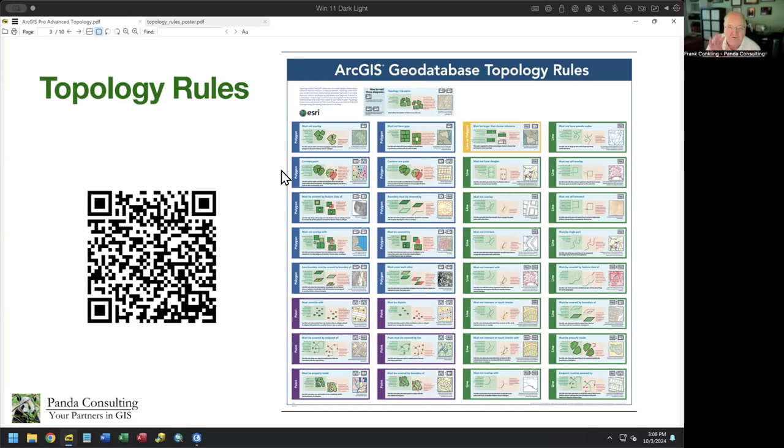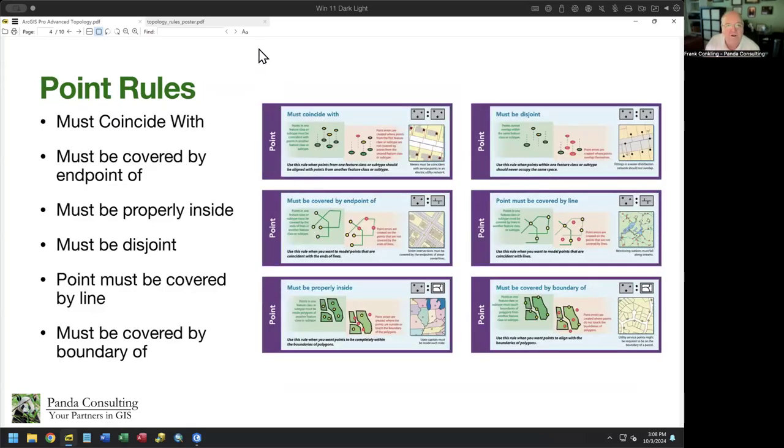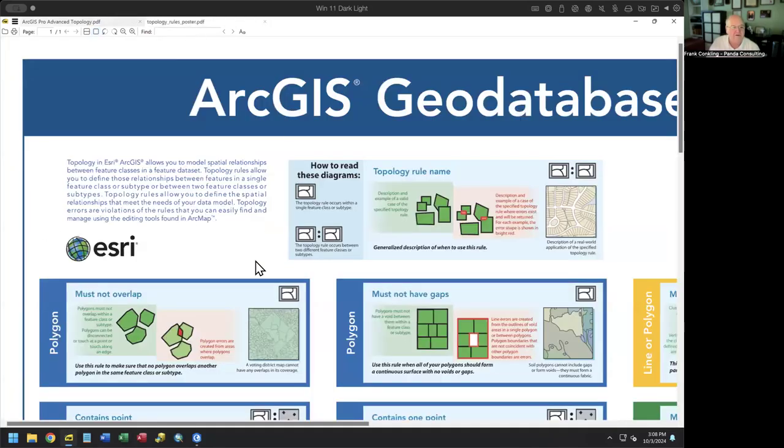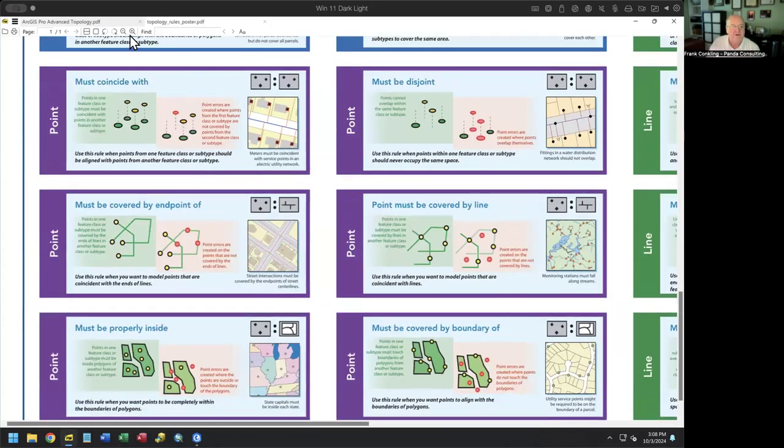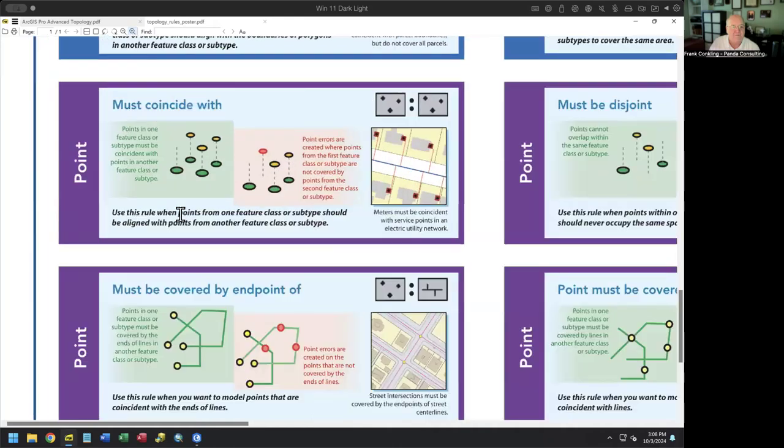I'm going to zoom into some of it as we start talking about these rules. So the point rules: there are actually 6 rules specifically associated with a point. The first rule is must coincide with. Let's see if I can zoom in a little bit more to make it easier to see. So this is must coincide with.